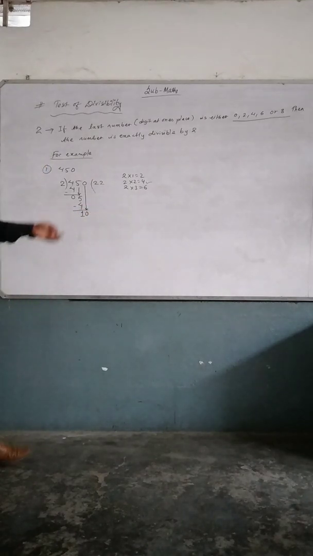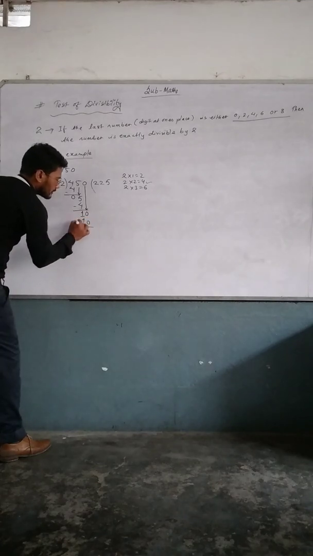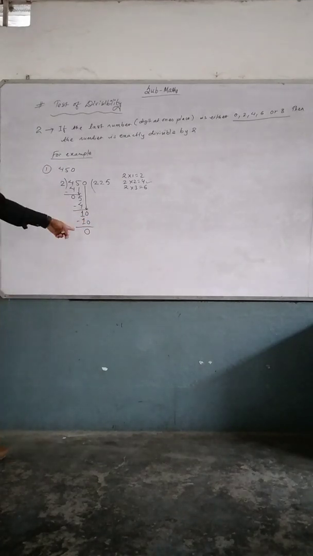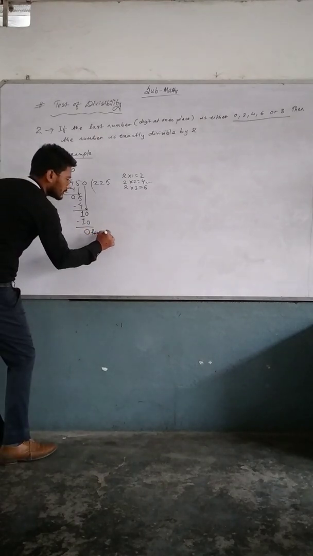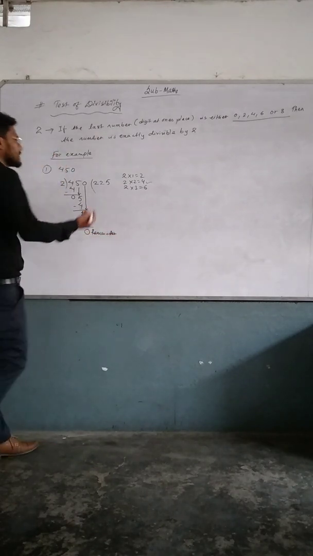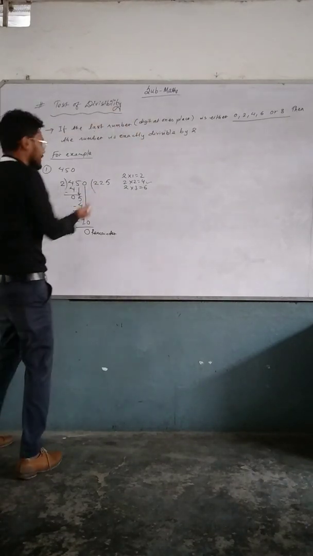Now again you check it. 10 is there in the table of 2. How many times? 5 times, isn't it? Exactly gone? Exactly means the remainder must be how much? 0. The remainder is 0. That means 450 is exactly divisible by 2. Now according to the definition, it is correct.